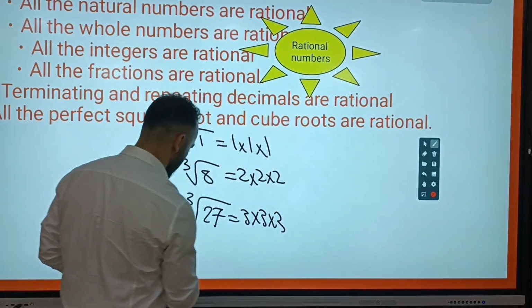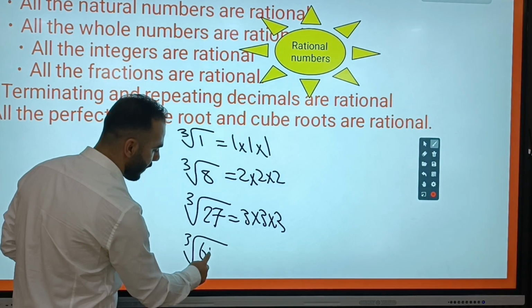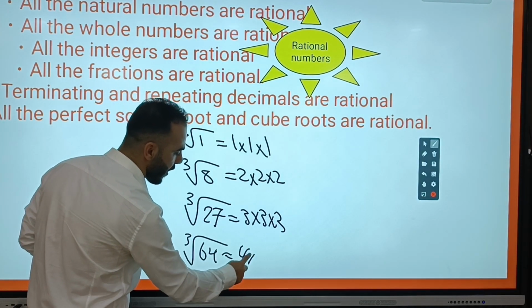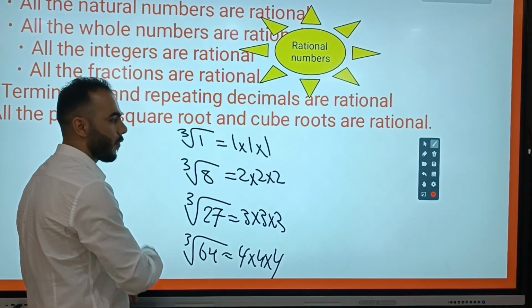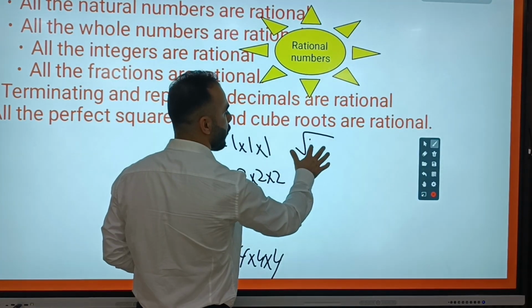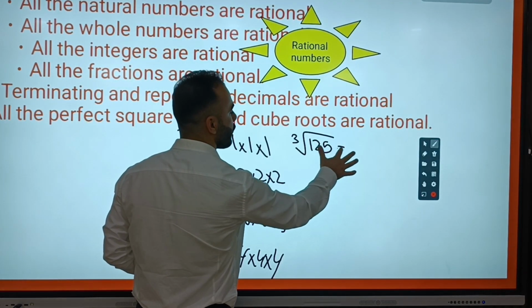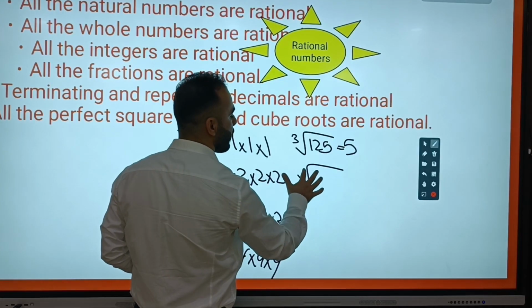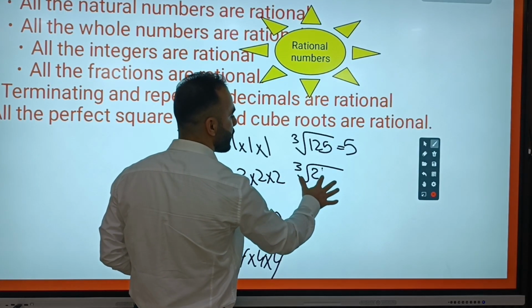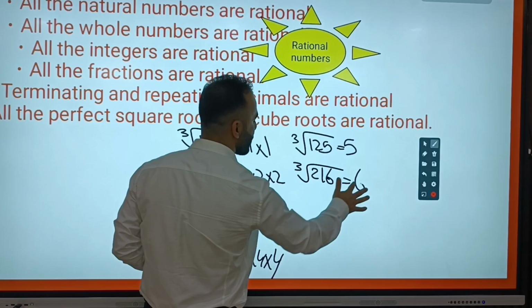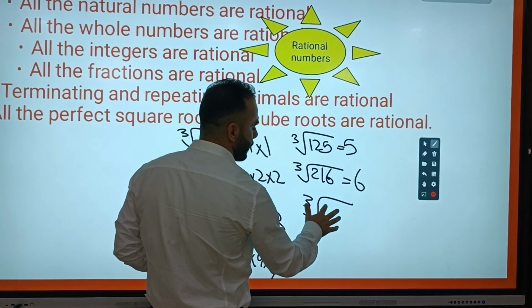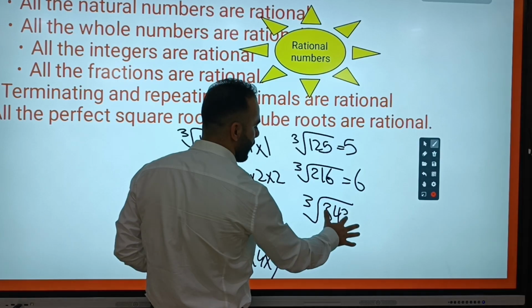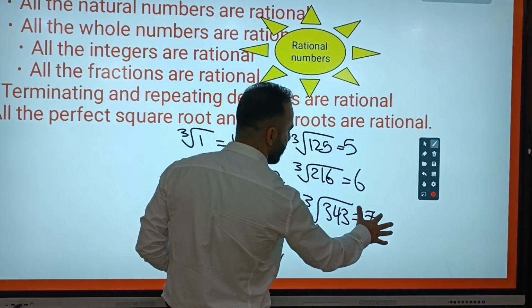Cube root of 64 equals 4 times 4 times 4. So cube root of 64 is 4. How about cube root of 125? So it's equal to 5. Cube root of 216 is equal to 6. Cube root of 343 is equal to 7.